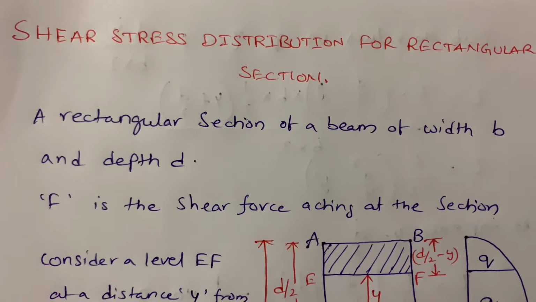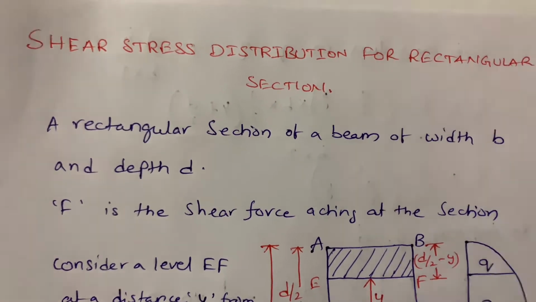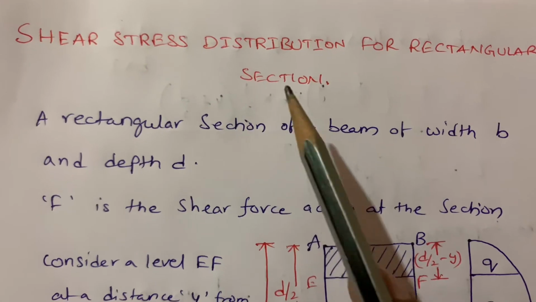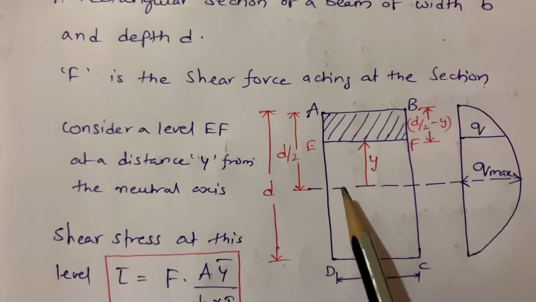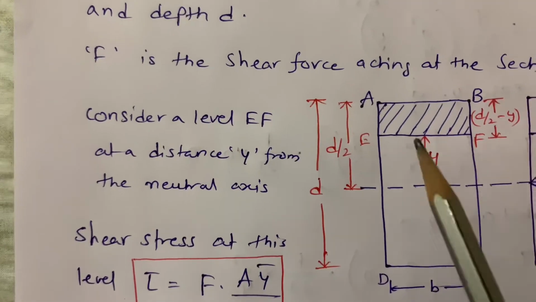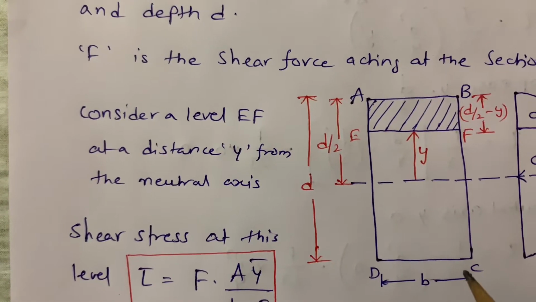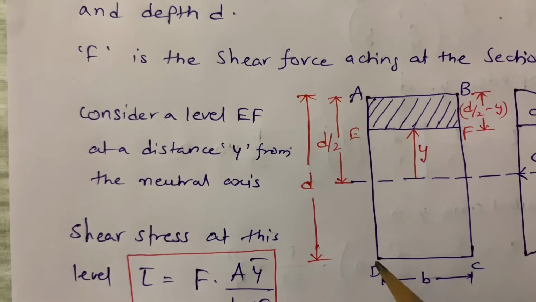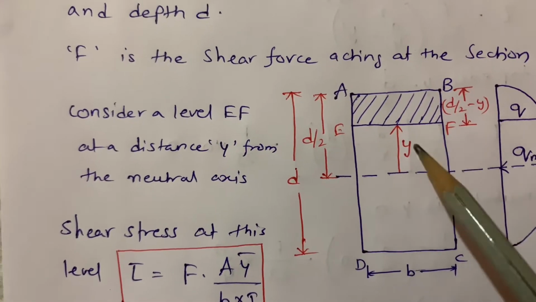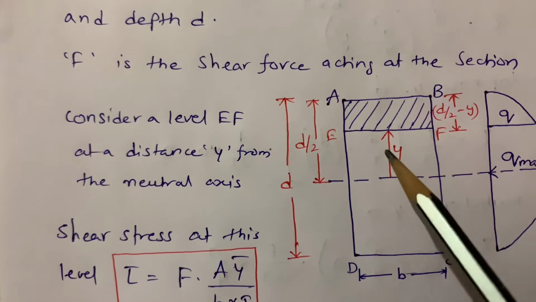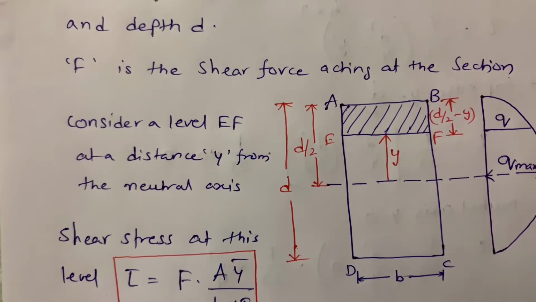Hello everyone. In this video, I'm going to explain shear stress distribution for a rectangular section. Here, this is our rectangular section, width B and depth of the beam D. The neutral axis is here, and the shear force acting at the section is F.